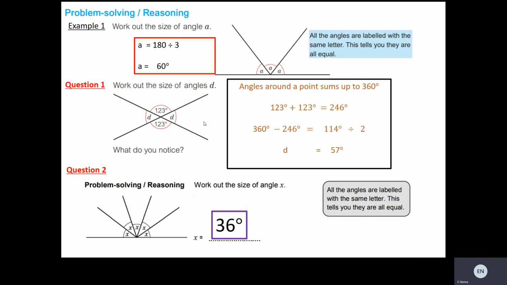Perfect, well done. If you've done 180 degrees divided by 5 lots of x, that will give you 36 degrees. So yes, your answer is 36 degrees. Well done.